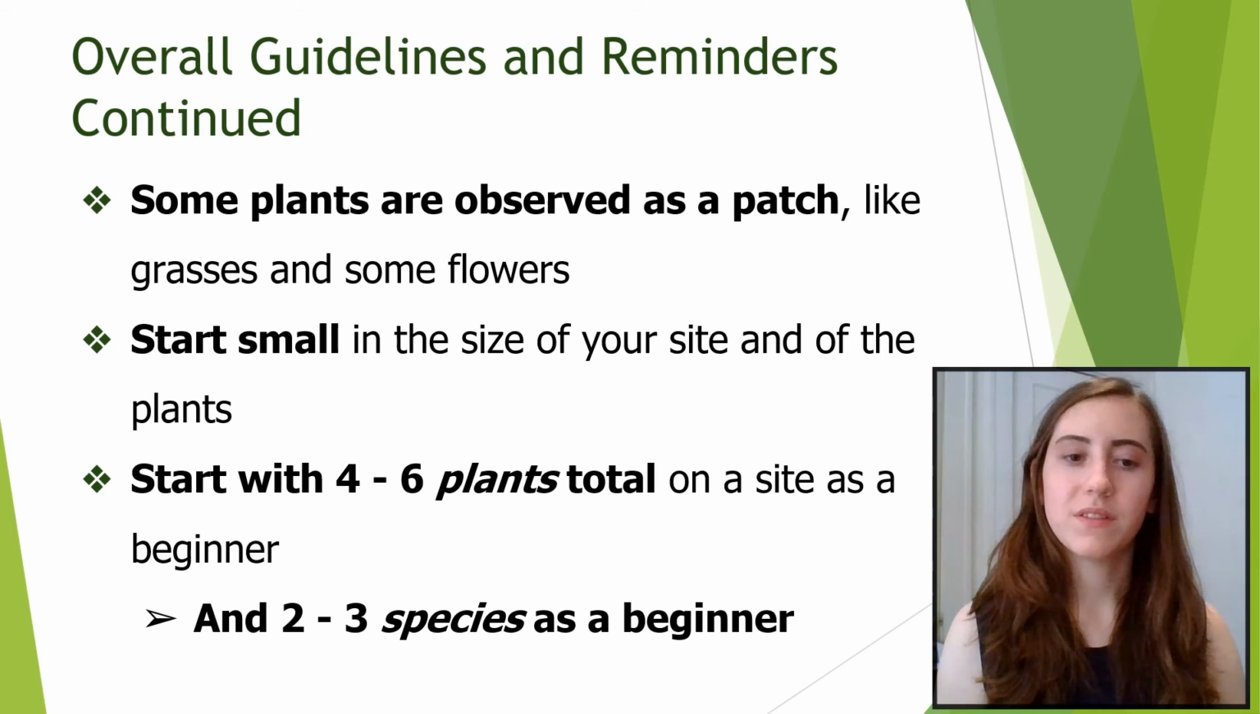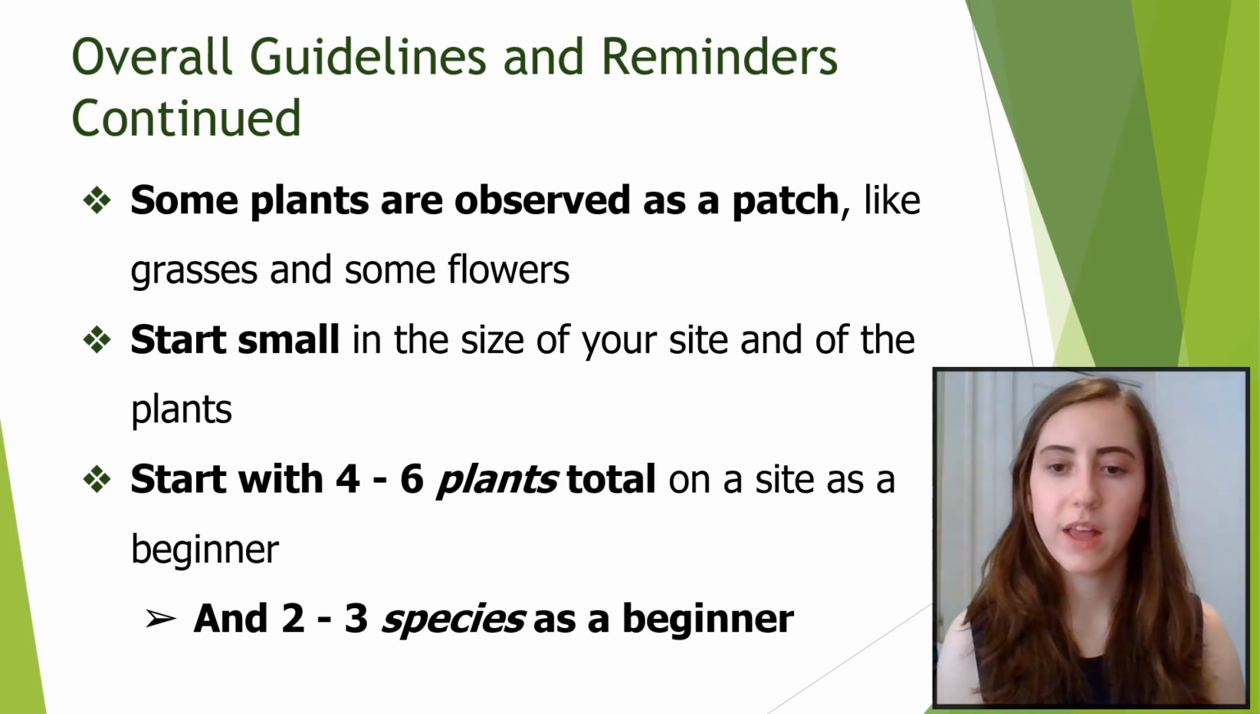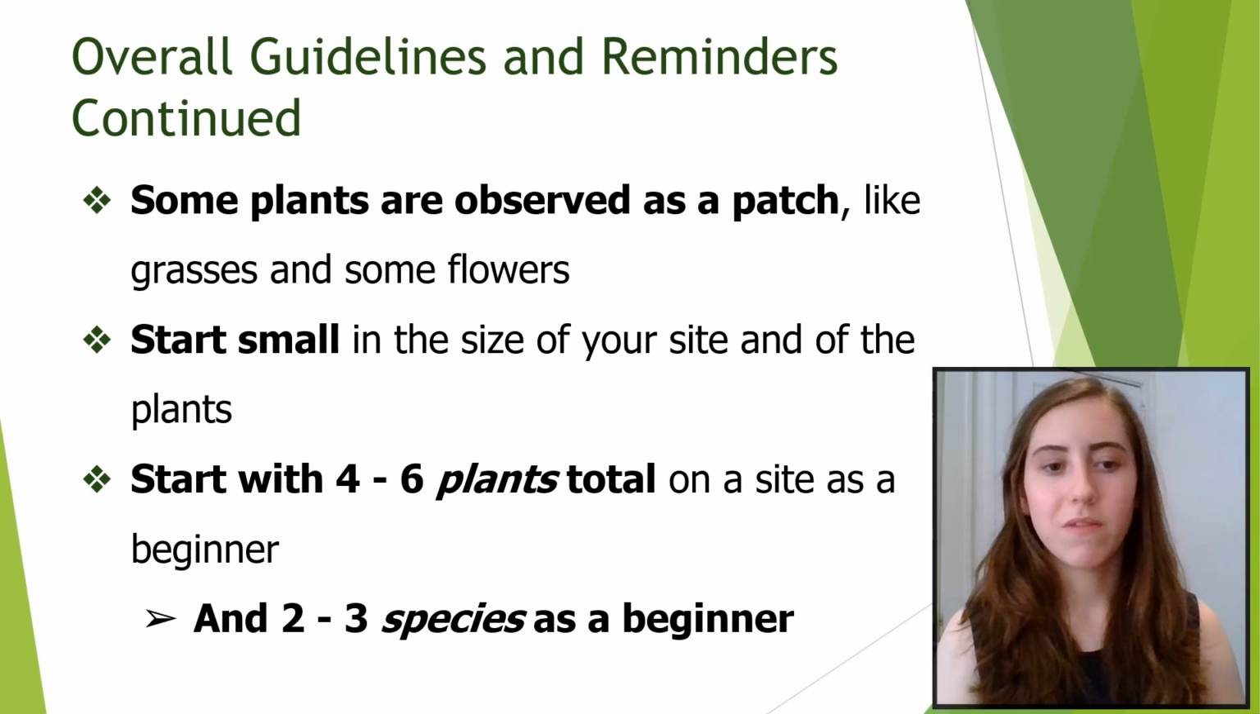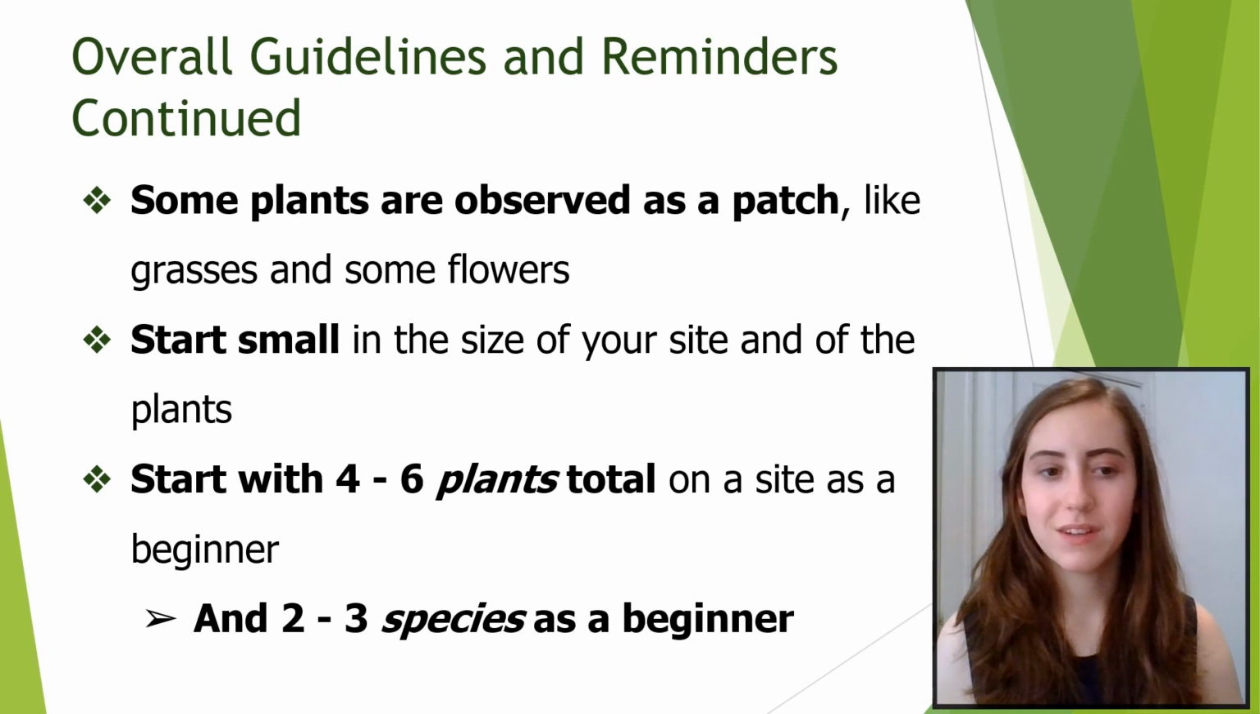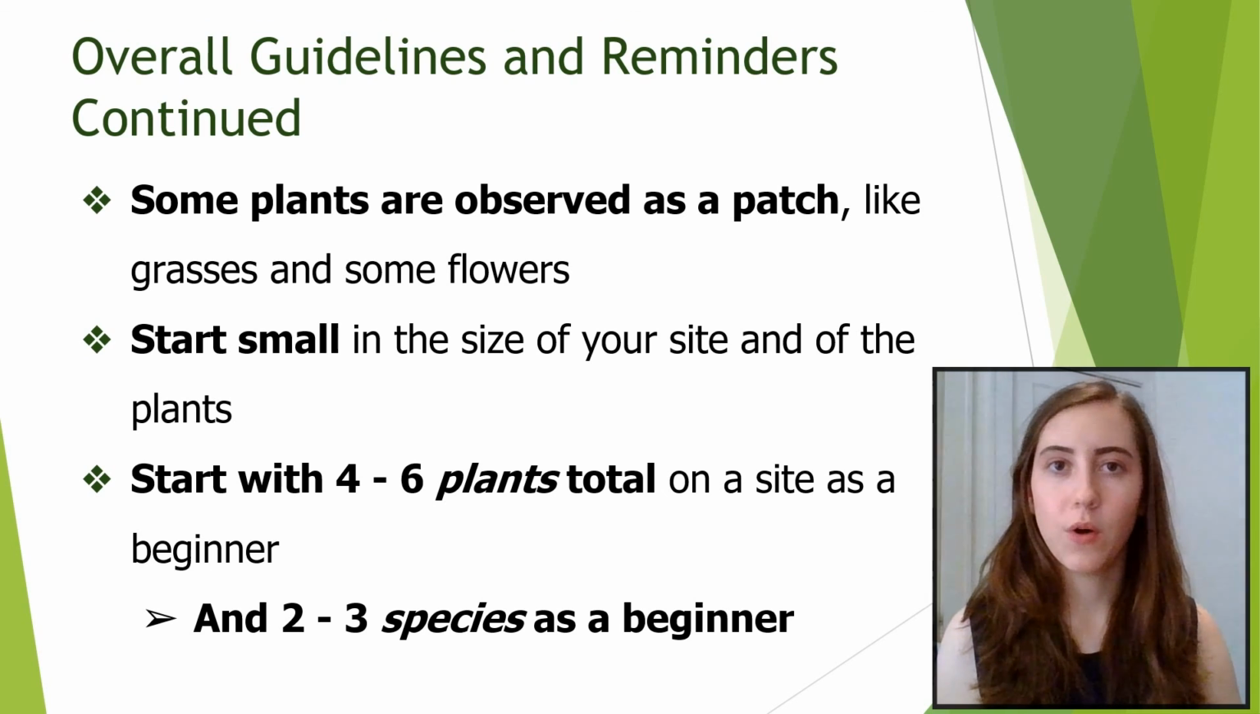I did not mention this distinction before, but some plants you observe, such as grasses and some flowers, are observed as one patch. The details about the species on the Nature's Notebook site indicate which plants may be observed as patches. If you are unsure of how big to go, our guidelines are that you make a small site, one with only a few plants and species. Specifically, you can start with 4 to 6 individual plants representing only 2 to 3 species.